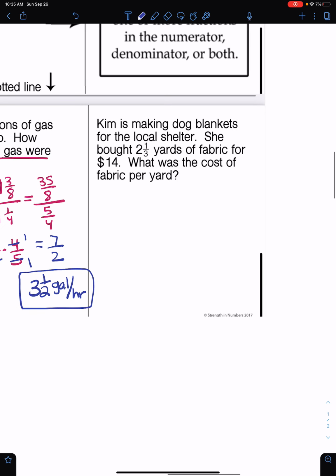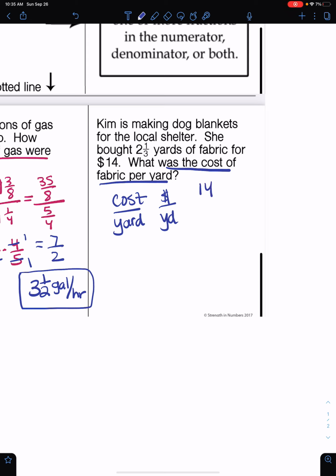All right, this last example, Kim is making dog blankets for the local shelter. She bought 2 1/3 yards of fabric for $14, what was the cost per fabric yard? So we're going to do cost over yard. What I've been telling you all along is that we always want to do money over how much we're getting. So $14 over 2 1/3 yards.